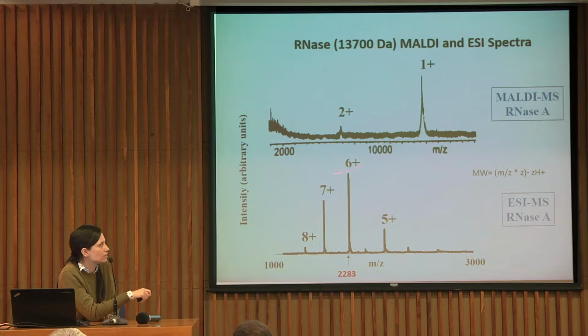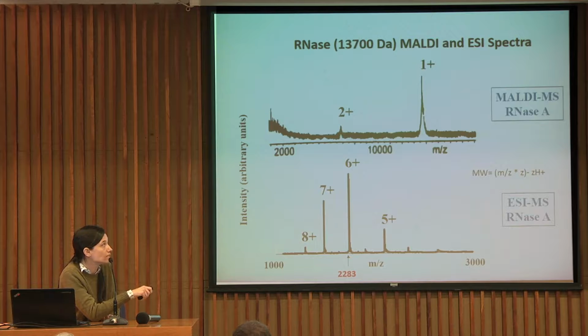On the x-axis, we have the mass to charge values, m/z from now on. On the y-axis, we have intensity in arbitrary units. So these are spectra for a pure RNase protein. It's around 14 kilodalton in molecular weight.